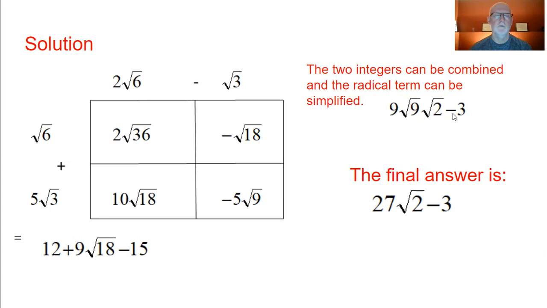Then we can take 9 root 18 and simplify it as 9 times root 9 times root 2. Because root 9 times root 2 is root 18. Square root of 9 is 3. And 3 times 9 is 27. So we have a final answer of 27 root 2 minus 3.